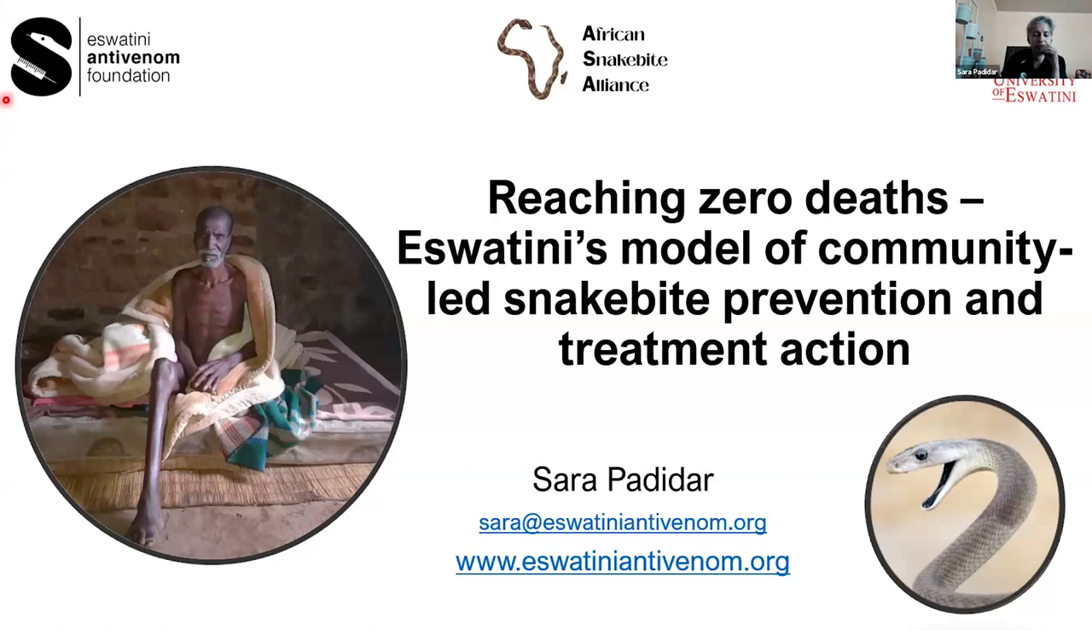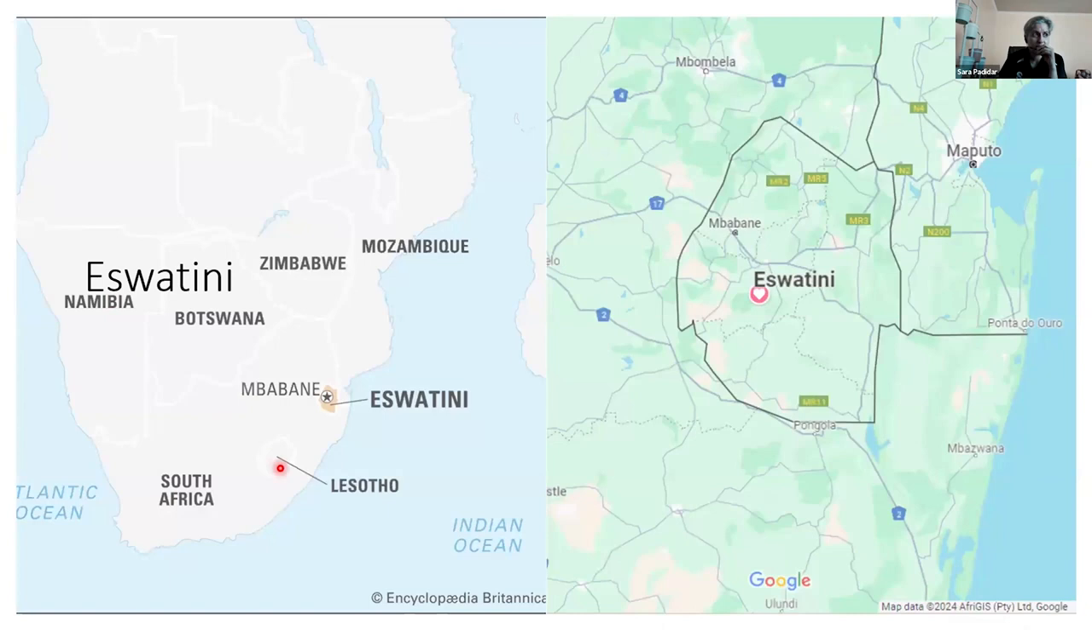So just to provide a bit of a geography lesson, this is Eswatini here down in Southern Africa. We border on our north, our west, and our south with South Africa. And on our east, we have Mozambique. We are landlocked. We've got 1.3 million people.